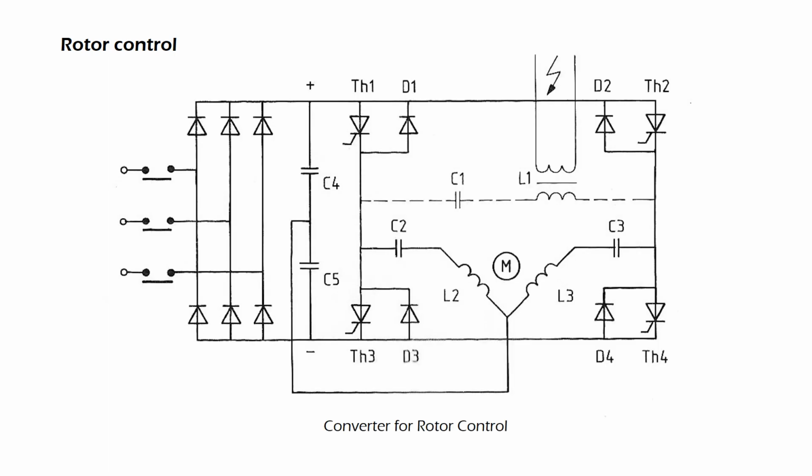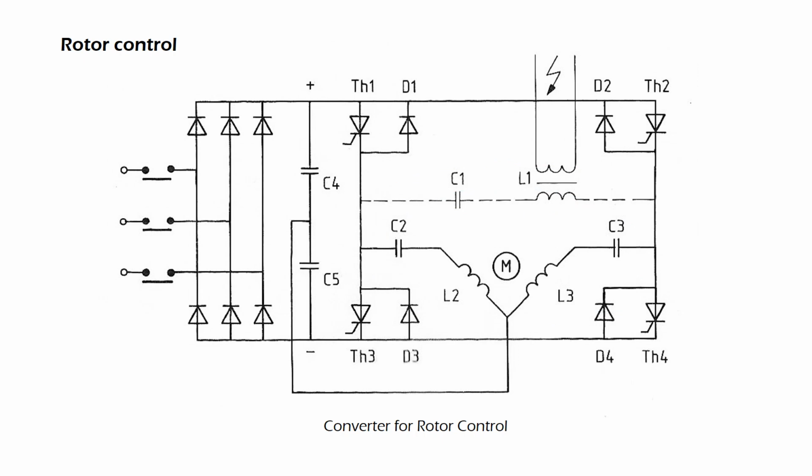Rotor control. The converter bridge consisting of the thyristors TH1 through TH4 and the diodes D1 through D4 can be switched over from the series resonant circuit for high tension, that is, C1L1 to the two resonant circuits for rotor control, that is, C2L2 and C3L3.